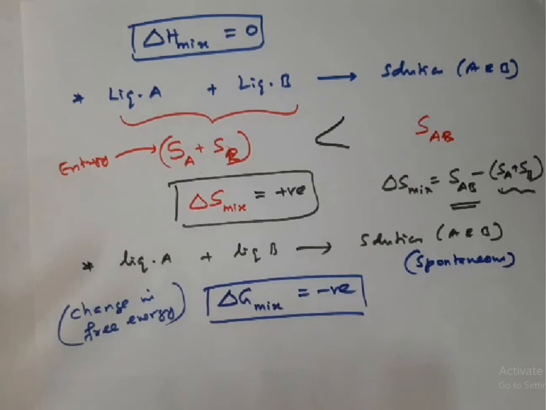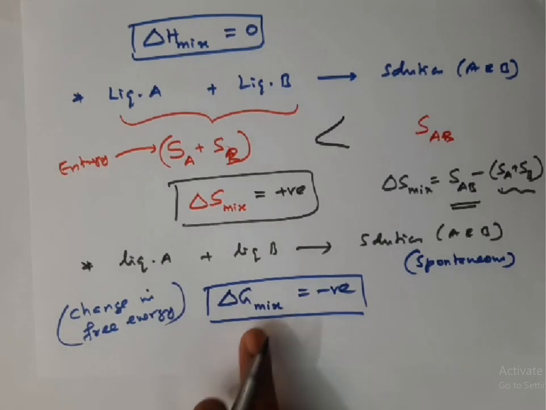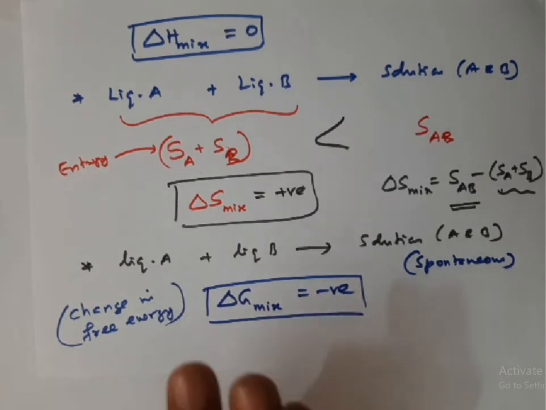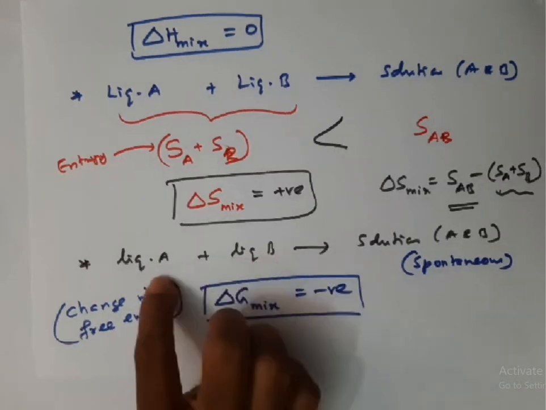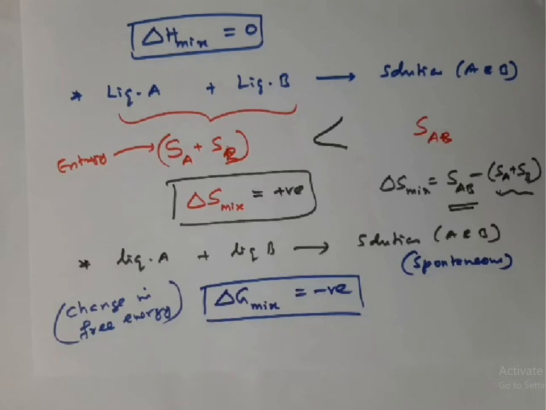For a process to be spontaneous, students, keep this in mind. If you want to identify whether a process is spontaneous or not, calculate delta G. If the delta G value is negative, that process is spontaneous. Here, if you mix the two liquids A and B, the components mix together and form a solution automatically. We are getting the solution, right? So that process occurs spontaneously. Therefore, delta G mixing should be negative.